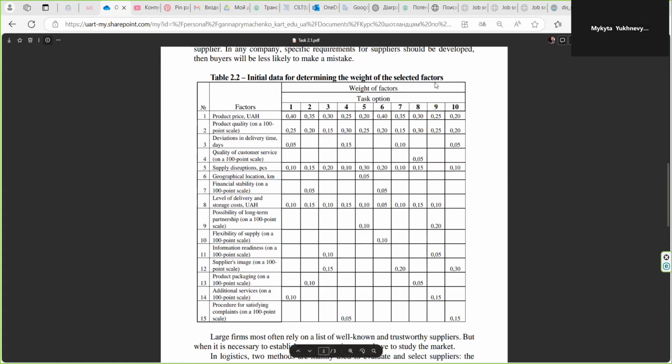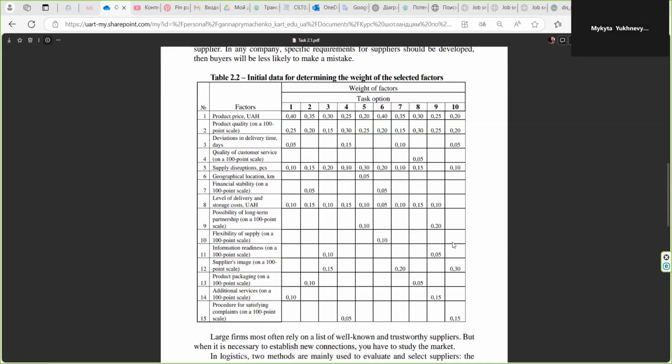So this table is about variants from first to 10, and we can see that every variant has only 6 positions, not 15 factors, only 6 factors. For example, the first variant has factors 1, 3, 5, 8, and 14. The second variant has factors 1, 5, 7, 8, and 13. So every variant has only 6 factors.